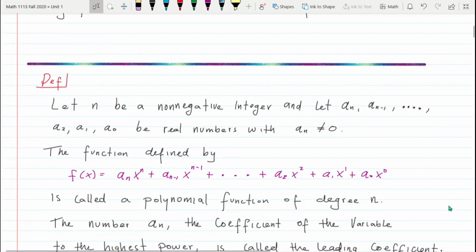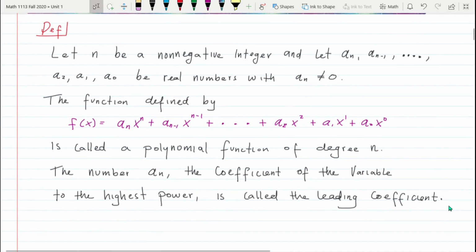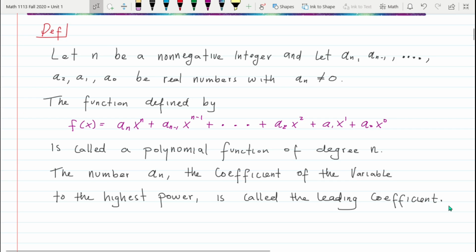Here is a more formal definition of what a polynomial is. So if we let n be a non-negative integer, and we're using these numbers a sub n, a sub n minus 1, so it goes in decreasing order. It's just an index, right? And a sub n cannot equal 0.